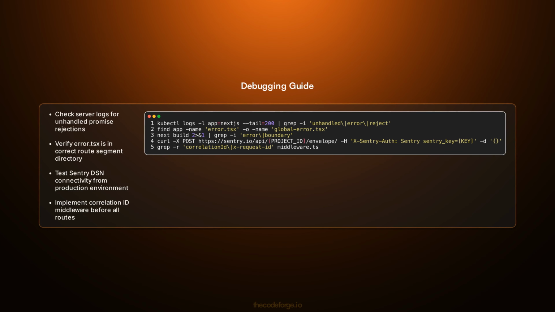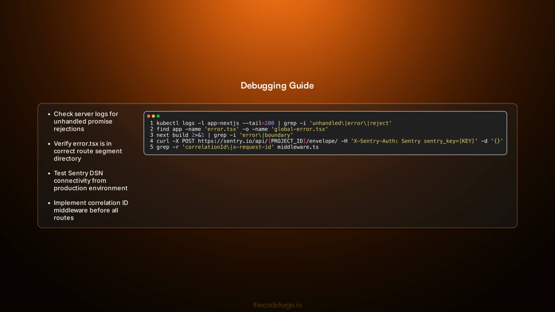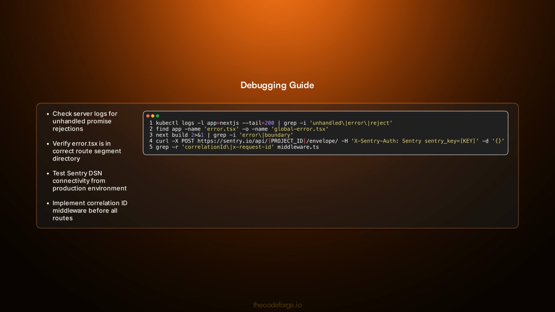Here are quick diagnostic commands for production error triage. Check server logs for unhandled promise rejections using kubectl logs. Verify error.tsx files exist in the correct directories. Test Sentry DSN connectivity with curl. Implement correlation ID middleware and verify it's passing headers.